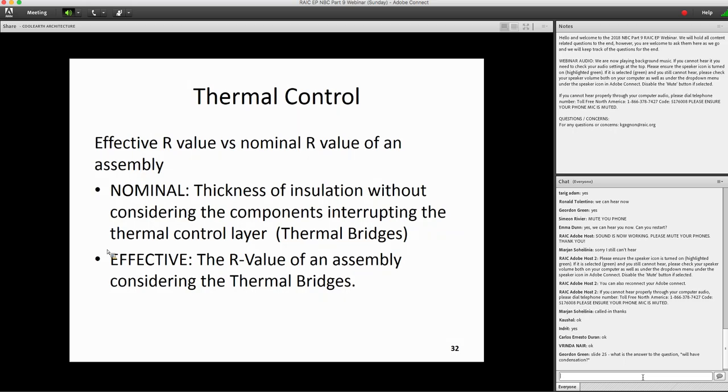Now let's talk about nominal R values and effective R values. In many jurisdictions in Canada, the building code or the examiners will ask you for a nominal R value of insulation, and that's the thickness of the insulation without considering any of the components interrupting the thermal control layer. The effective R value is the real resistance of the assembly, and for that, we need to consider all the thermal bridges as well.